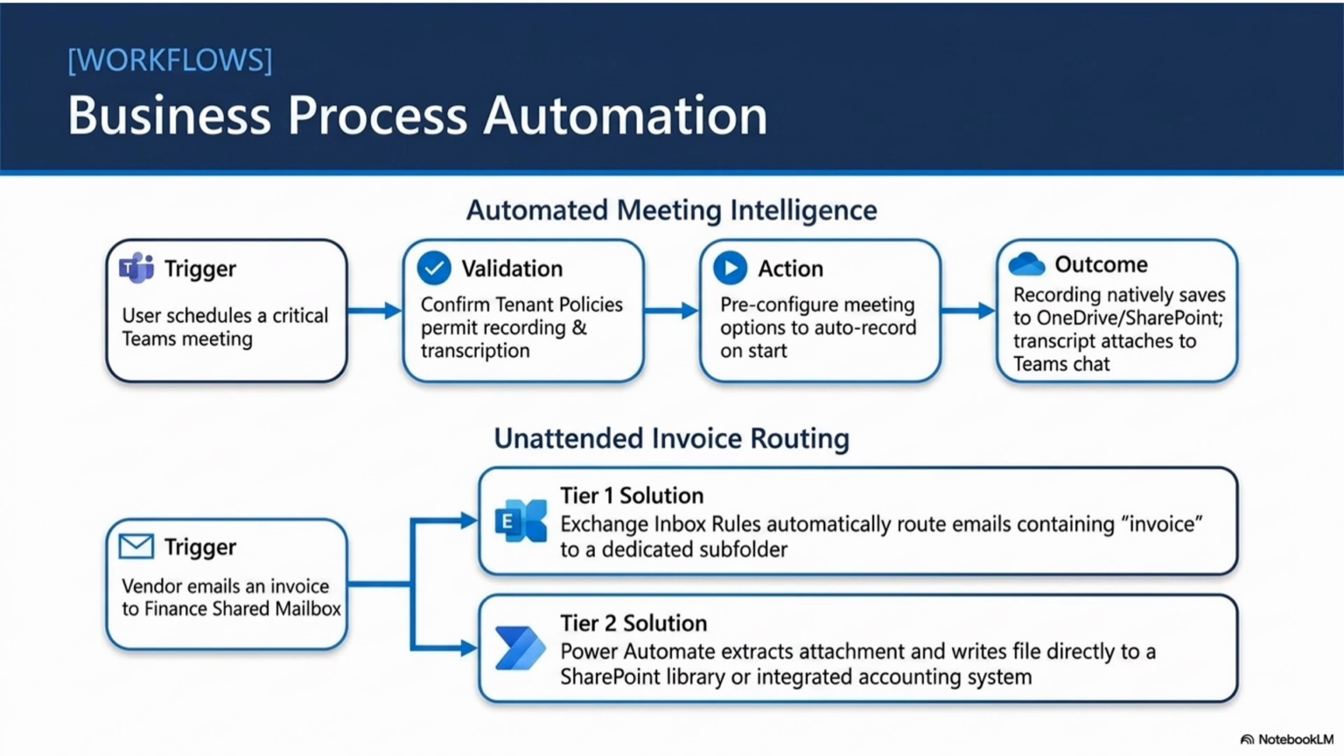The outcome is that the recording natively saves to OneDrive or SharePoint, and the transcript is automatically attached to the Teams chat. Second example is unattended invoice routing. The trigger is a vendor emailing an invoice to the finance shared mailbox. Tier 1 solution uses Exchange inbox rules, which automatically route emails containing the word invoice to a dedicated subfolder. Tier 2 solution is more advanced. Power Automate extracts the attachment and writes the file directly into a SharePoint library or an integrated accounting system. This removes manual data entry completely.